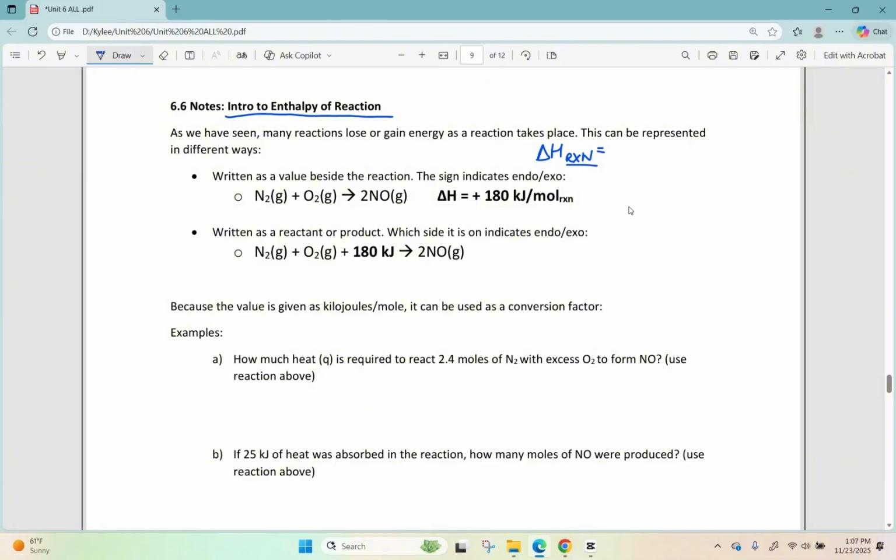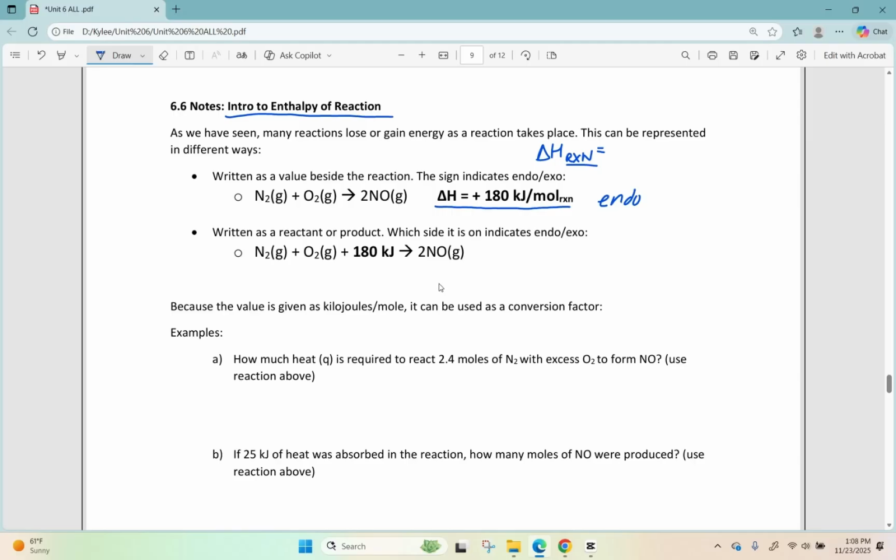There are two ways this gets represented to us in chemical reactions. The first way is by writing it off to the right of the reaction in question. So here we have nitrogen gas plus oxygen gas goes to 2NO gas. And off to the right, we have plus 180 kilojoules per mole. The sign written as positive tells me this is an endothermic reaction. Energy needs to be put into the system in order for it to go.